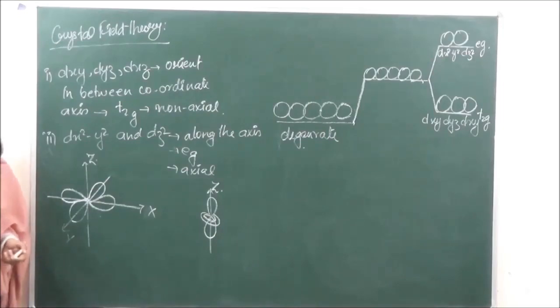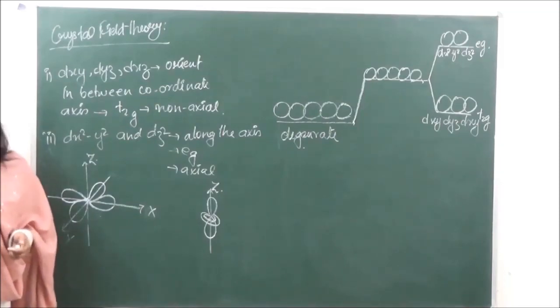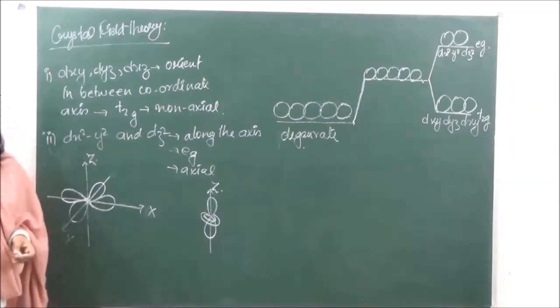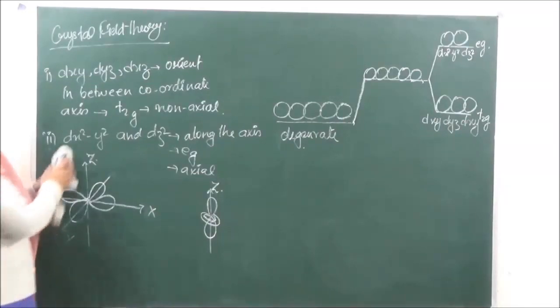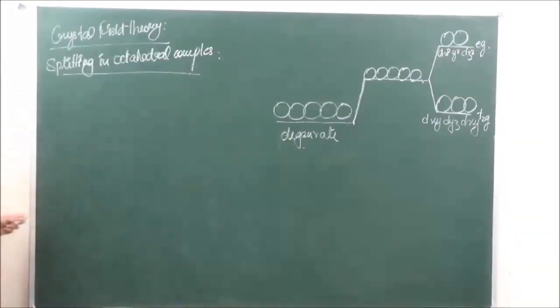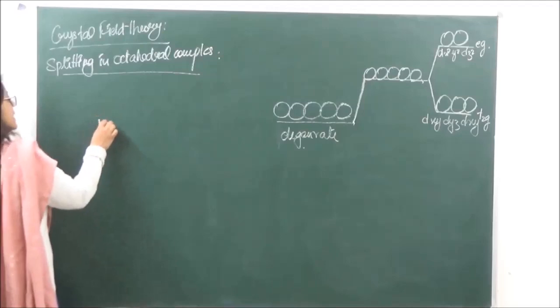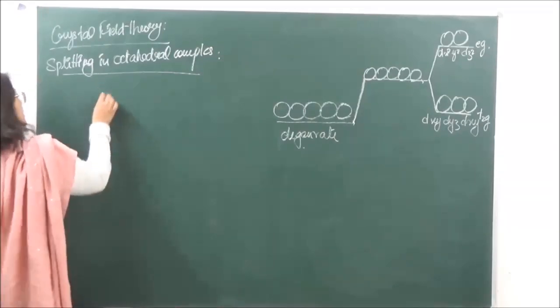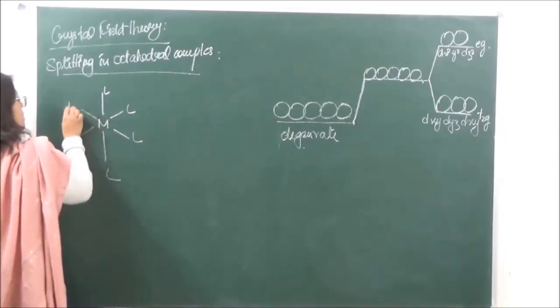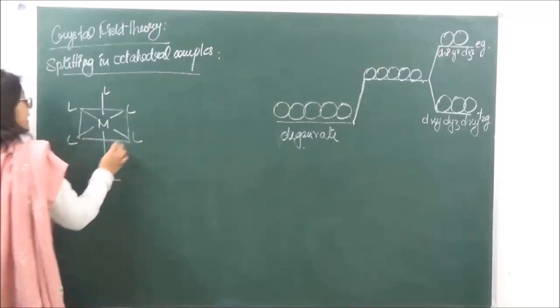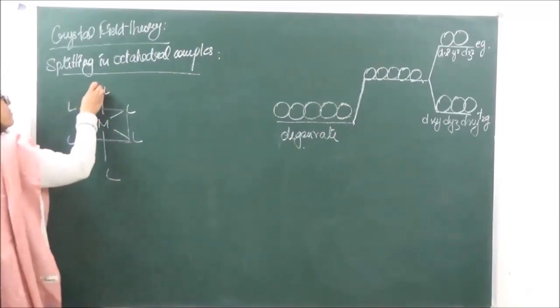Now let's talk about splitting of d orbitals in octahedral complexes. So this is what we have drawn over here. This is going to be splitting in octahedral complexes. Okay, so let's go on to splitting in octahedral complexes over here. Now when we are drawing any octahedral complex, let's say that this is the central metal. We have the ligand, right? And all the ligands are going to have a negative charge.